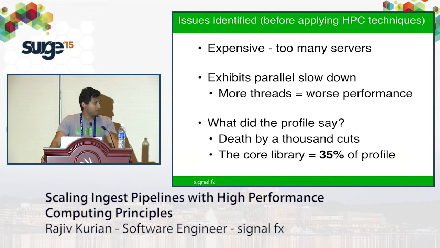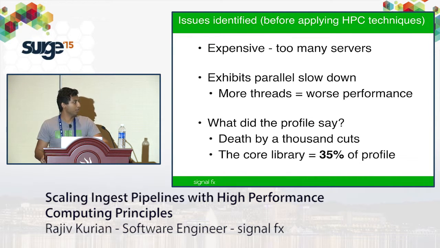And what did the profile say? Well, there were no big hotspots that we could really focus our optimization efforts on. It was a death by 1,000 cuts. There was 1% here, 0.5% there. And everything together added up to around 35% of the entire server. The rest was in actually getting the data in and getting the data out and doing some other stuff that we're not going to talk about.